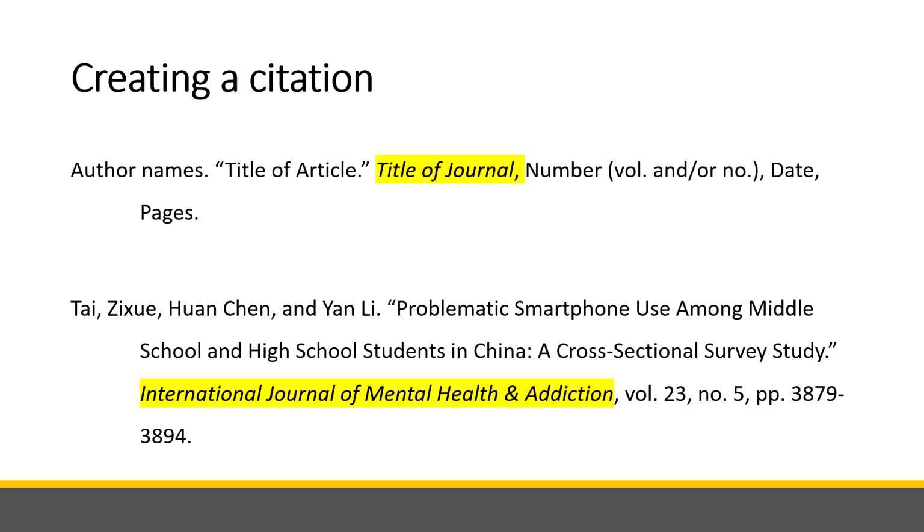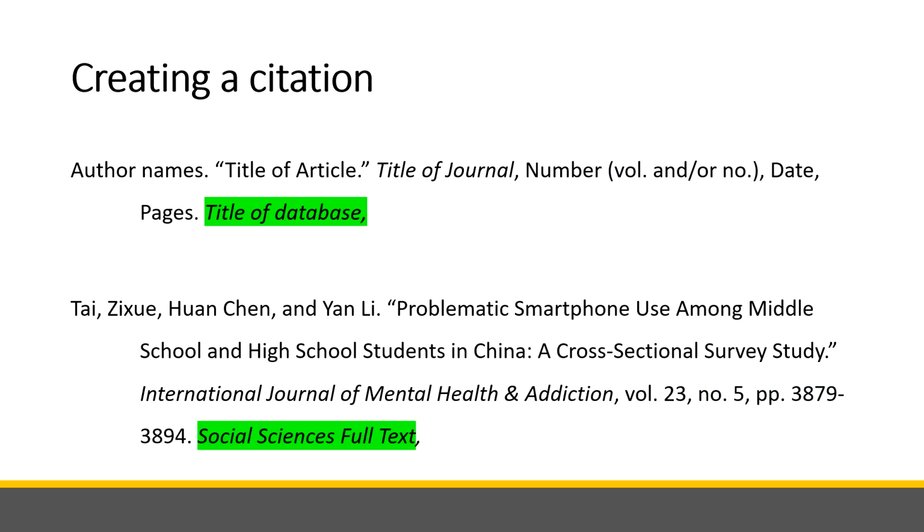The next piece of the citation is information about the journal that the article was published in, starting with the journal title. In MLA format, the title of the journal is put in italics, so we will put International Journal of Mental Health and Addiction in italics. The title of the journal is followed by the volume number, edition number, year of publication, and the page numbers, and the page numbers are put after the letters PP. So we will put VOL period 23 to indicate volume 23, NO period 5 to indicate issue number 5, 2025 to indicate 2025, and PP 3879 to 3894. This section is ended with a period.